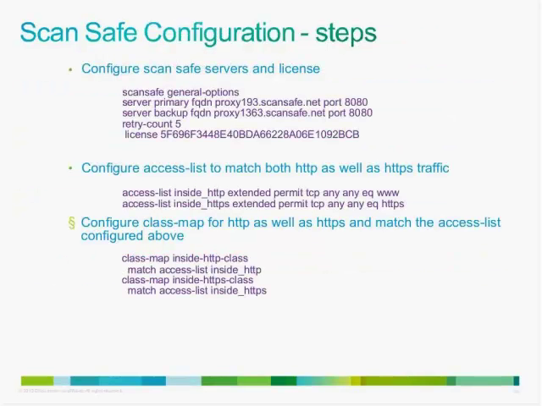Very simple steps. The first section configures the ScanSafe towers, the primary tower IP and the backup tower IP, and the license is a 32-byte key that is given to you when you purchase ScanSafe. We configure an access list to match port 80 traffic, another access list to match port 443 traffic, and configure class maps that match the access lists you just configured above, two different class maps, one for HTTP, one for HTTPS.